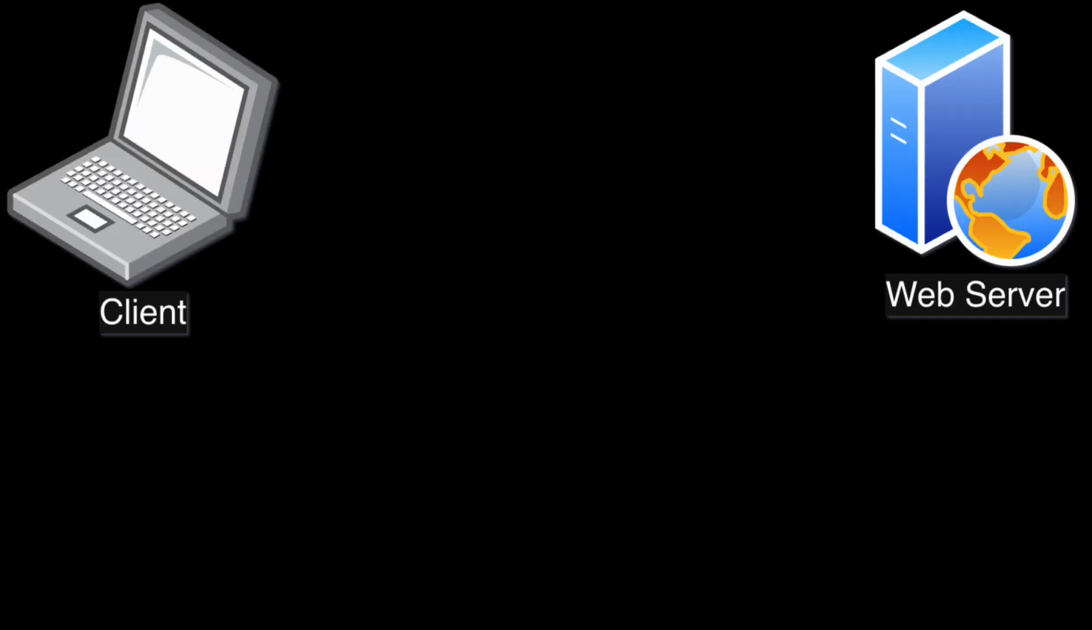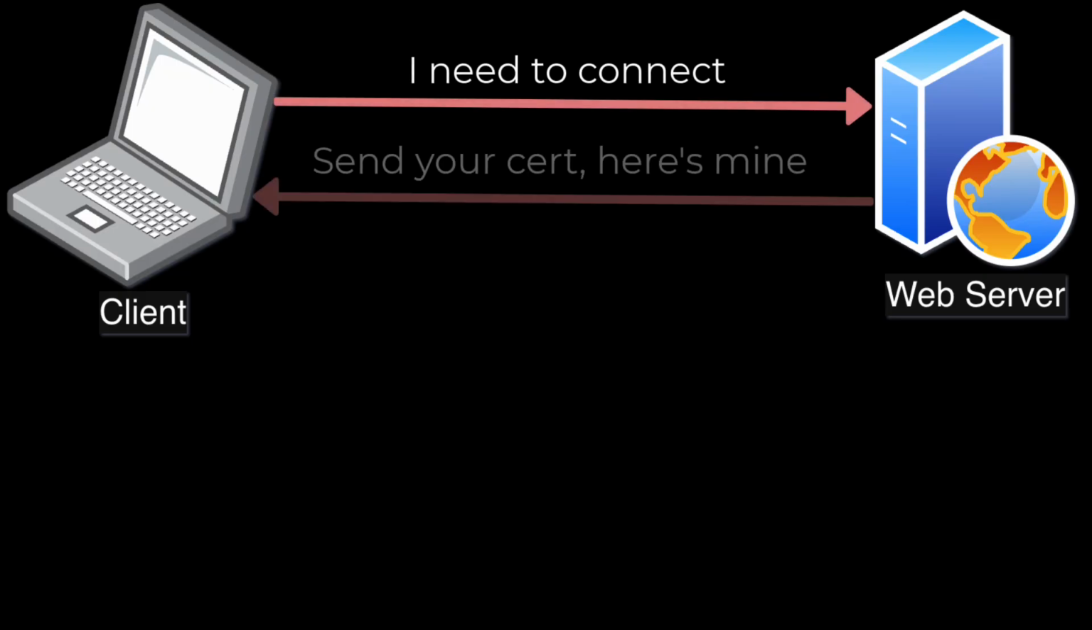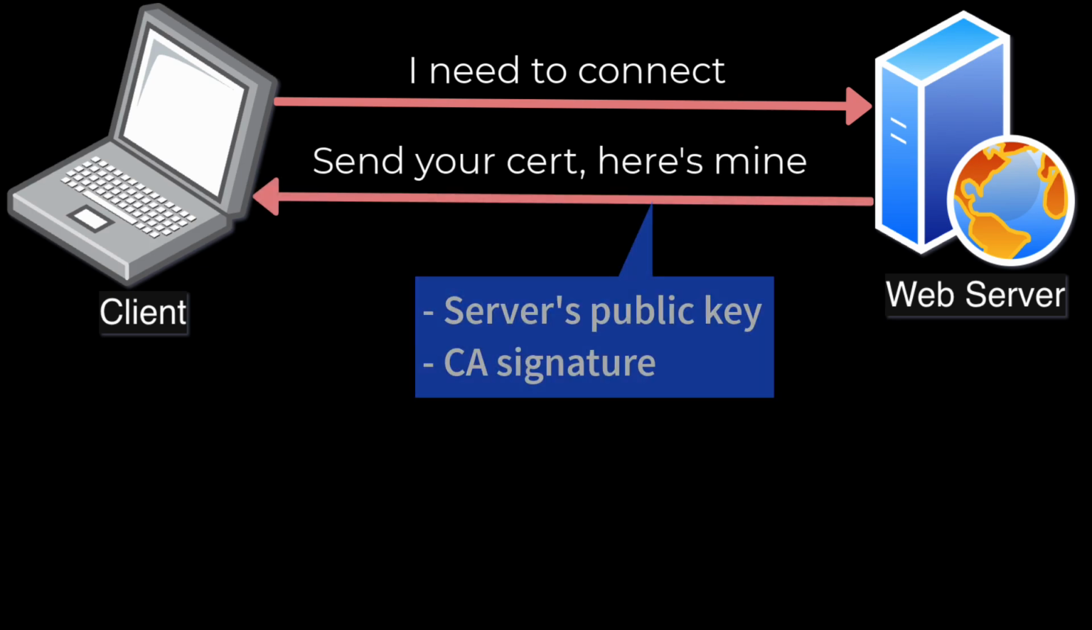Now let's flip the perspective and walk through how certificates are used to verify identities when using MTLS. Step 1. The client starts the connection with the server. Step 2. The server sends its public certificate to the client, which contains the server's public key and a signature created by the CA, and the server requests the client's public certificate.